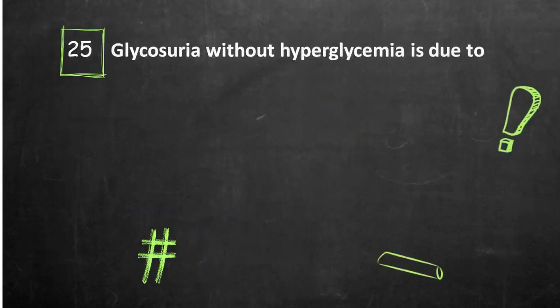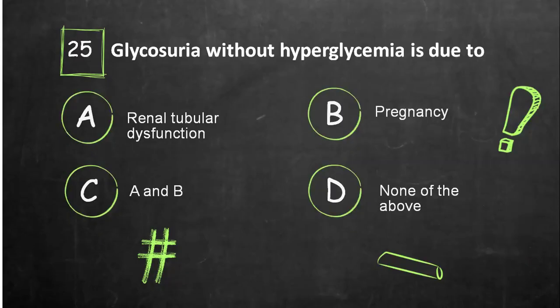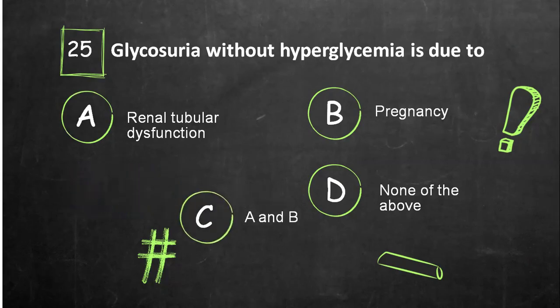Next question, glycosuria without hyperglycemia is due to. So what is meant by hyperglycemia? That is a higher level of glucose in the blood than the normal level. So glycosuria without hyperglycemia is due to option A, renal tubular dysfunction, option B, pregnancy, option C, A and B, option D, none of the above. So here the right answer is option C, A and B.